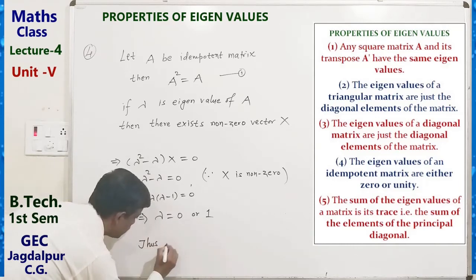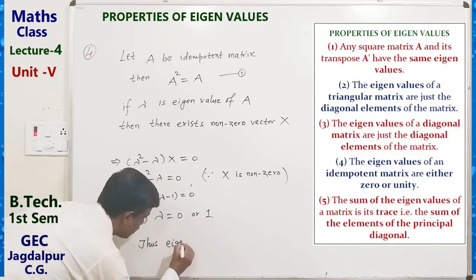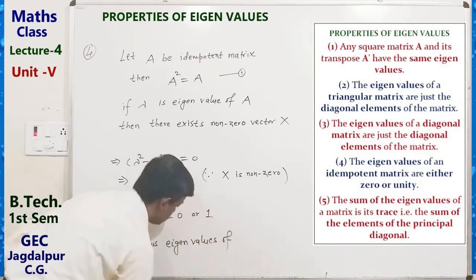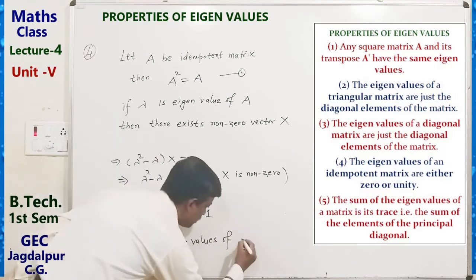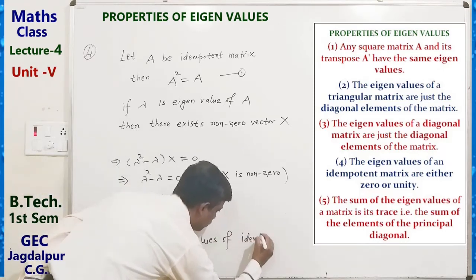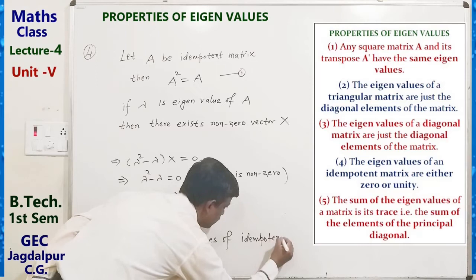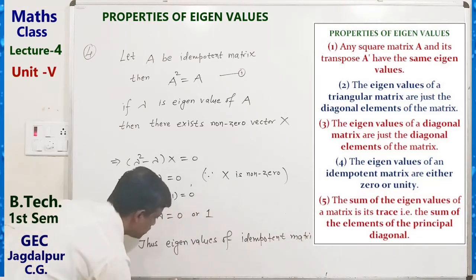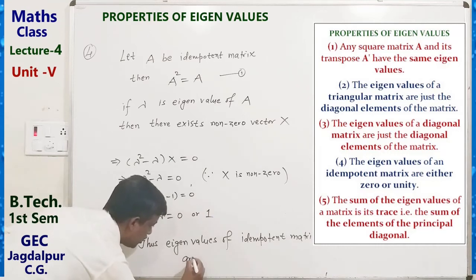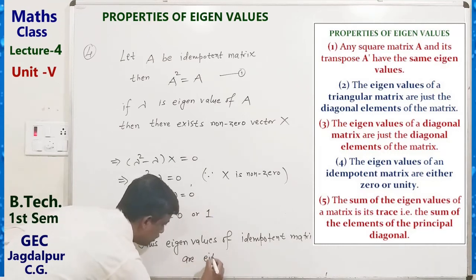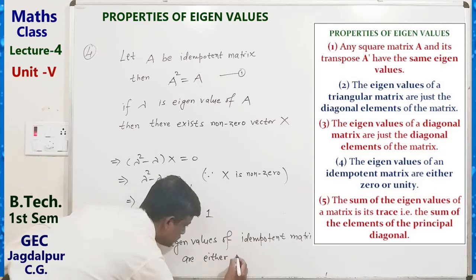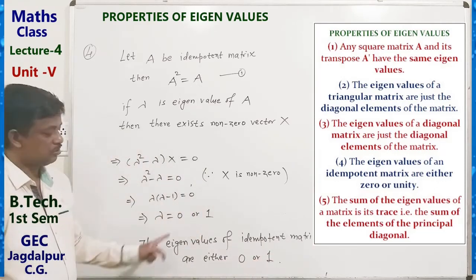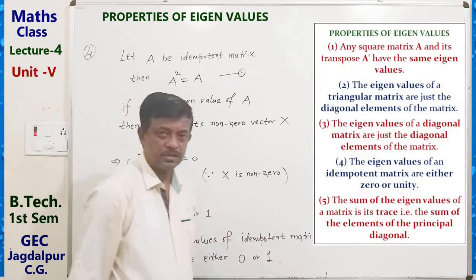Thus, eigenvalues of an idempotent matrix are either 0 or 1. Either 0 or 1. This is the fourth property.